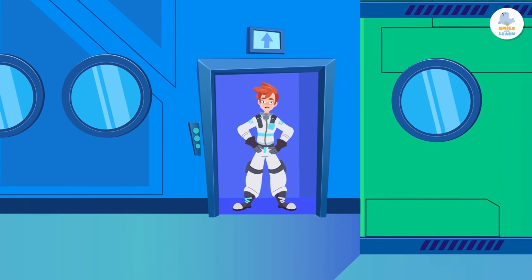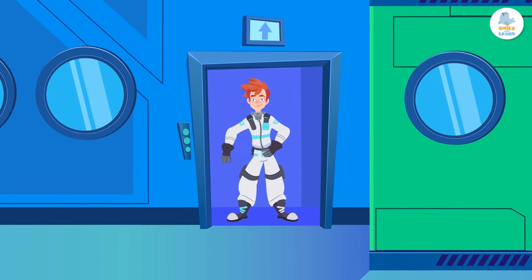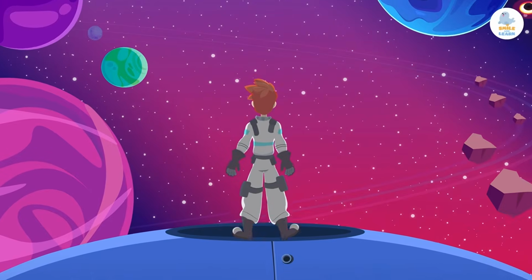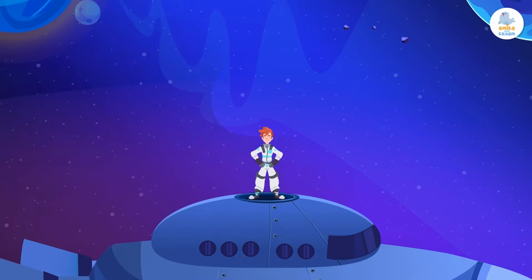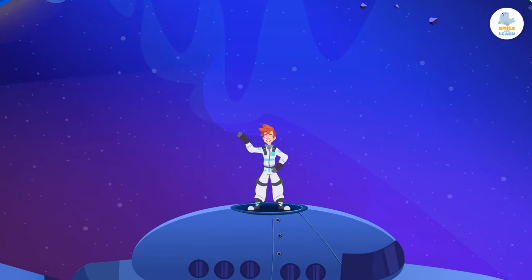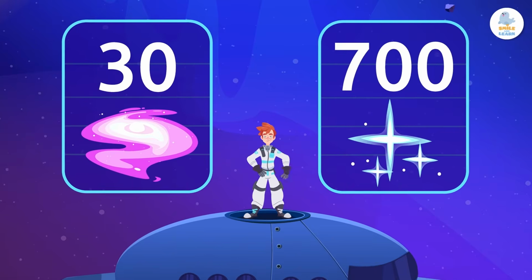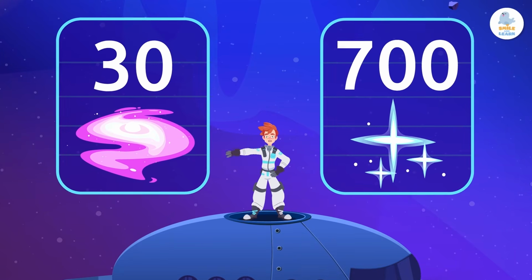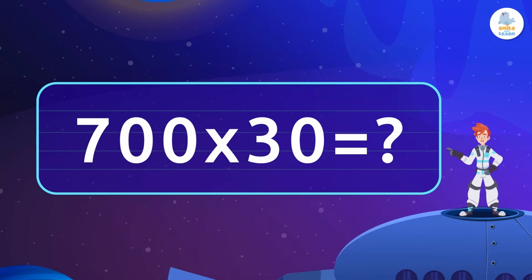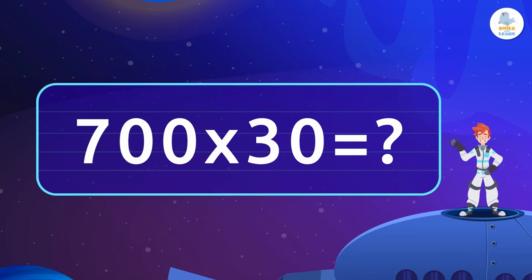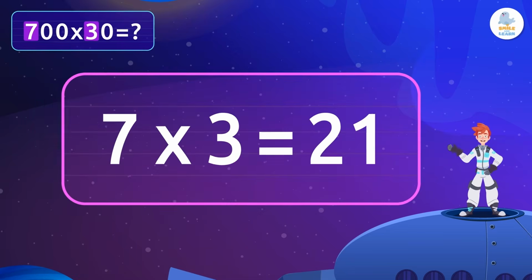Moving on to the next trick, let's find out how to quickly multiply hundreds by tens ending in 0. Suppose we want to know how many stars there are in 30 galaxies with 700 stars in each one. To do this, we will calculate the answer to this multiplication problem with our simple trick. Exactly as before, let's start by multiplying the non-zero numbers. In this case, 7 times 3. What result does it give us? Of course, 21.